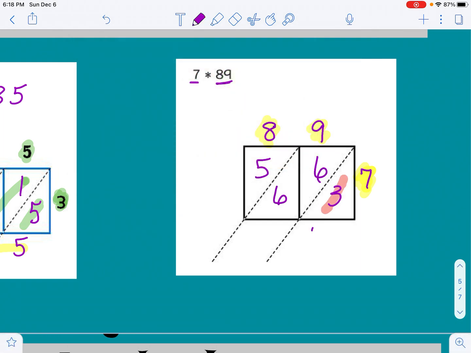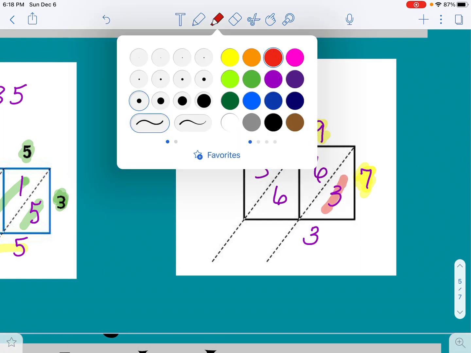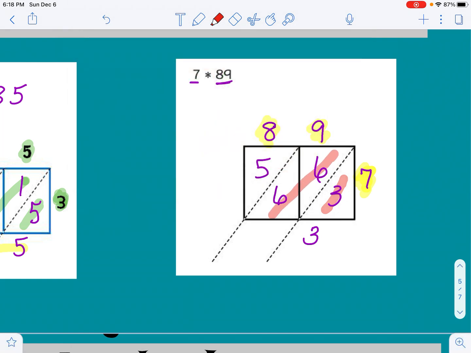Adding up each of my diagonal columns. So this one is just 3. This one's 6 plus 6. So now I've got 12. I'm going to put the 2 here, carry the 1 to my next diagonal column. And 5 plus 1 gives me 6. The answer is 623.